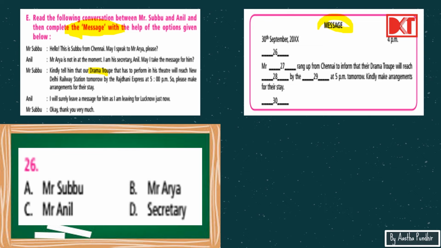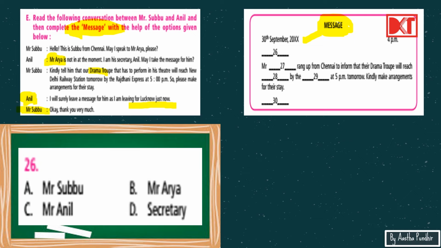Alright, so here what do we have to do? We have to write this message from the point of view of Mr. Anil, to Mr. Arya. Why? Because Mr. Anil is leaving for Lucknow and Mr. Anil has to give the message of Mr. Subbu to Mr. Arya.